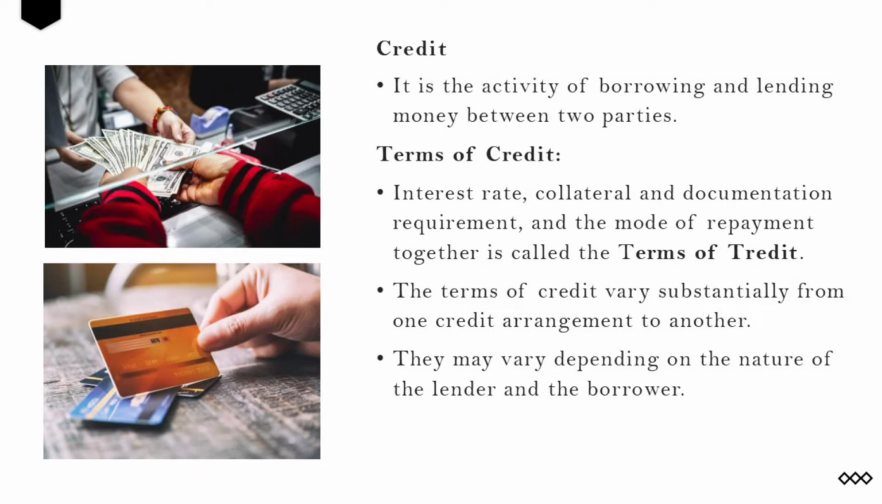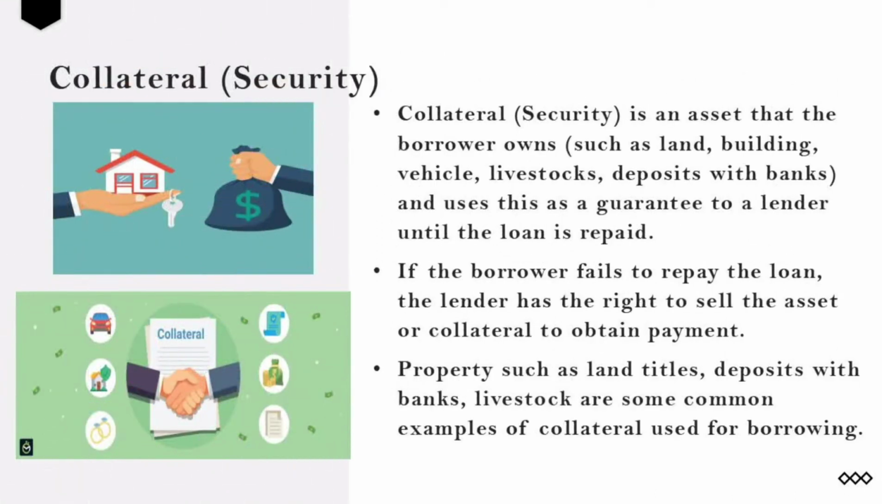Now, what is credit? Credit is the activity of borrowing and lending money between two parties. The terms of credit are three things. First is the interest rate. Second is the collateral and documentation requirement. And the third one is the mode of repayment. These three things together are called the terms of credit. And what is collateral?